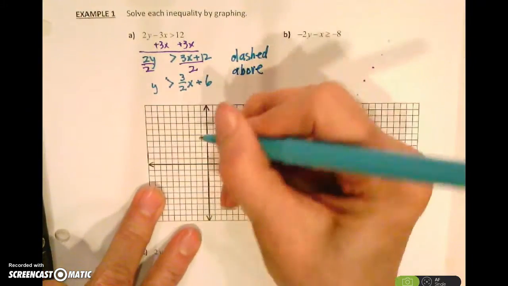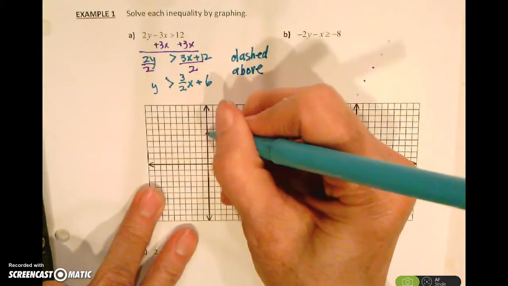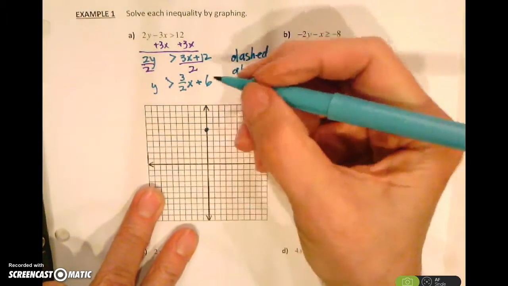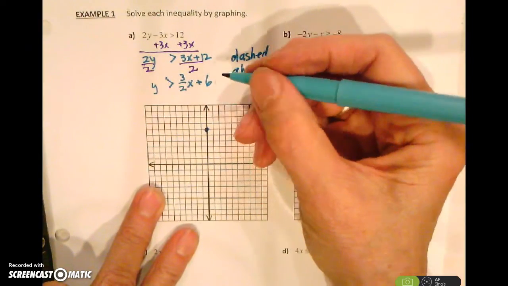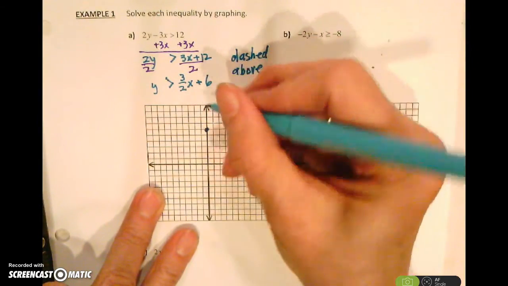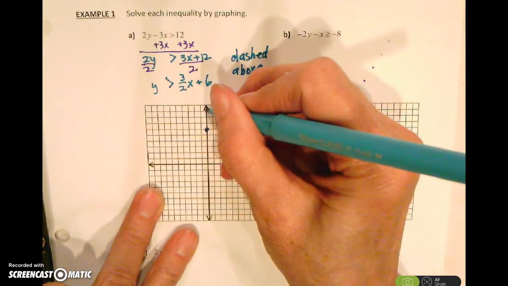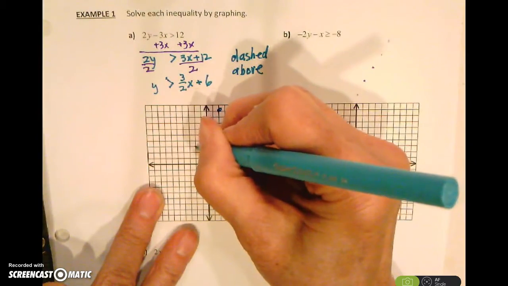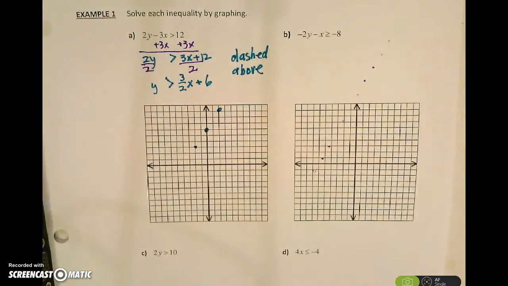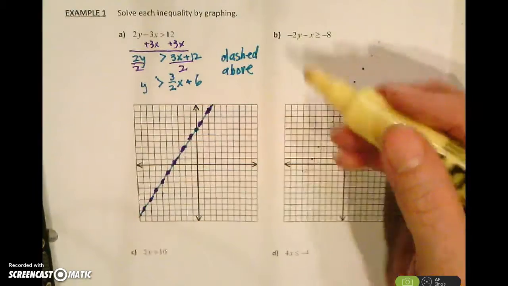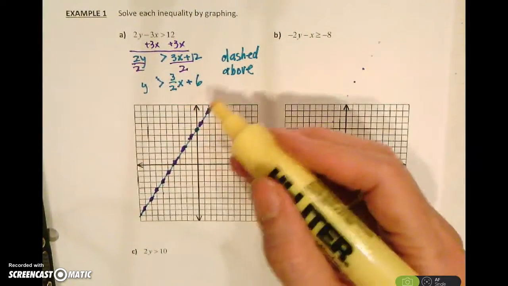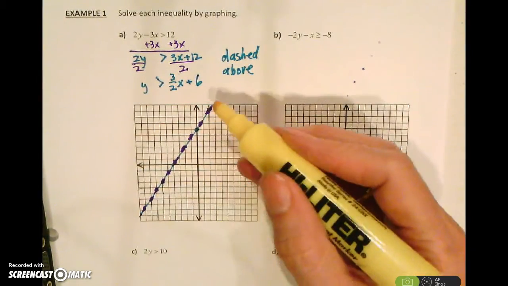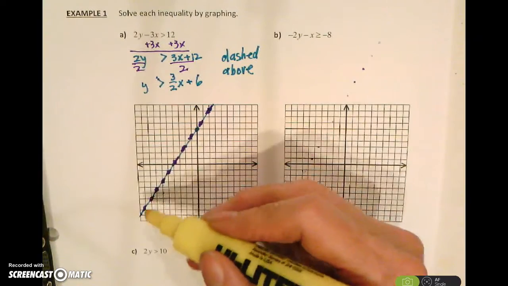All right, so we'll graph a 1, 2, 3, 4, 5, 6. It has a positive 3/2, so up 1, 2, 3 over 2, down 1, 2, 3, back 2, and I'm going to graph that line. And of course, even though I said dashed, I just drew this solid line. So you can see I've come back in and dashed it right there.